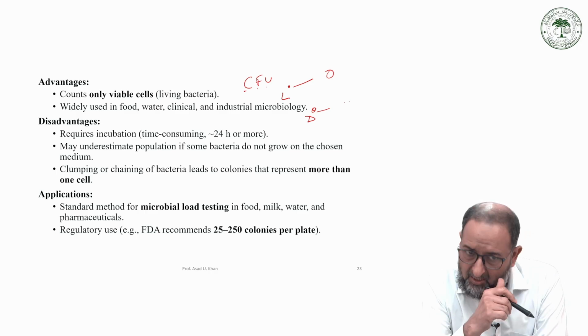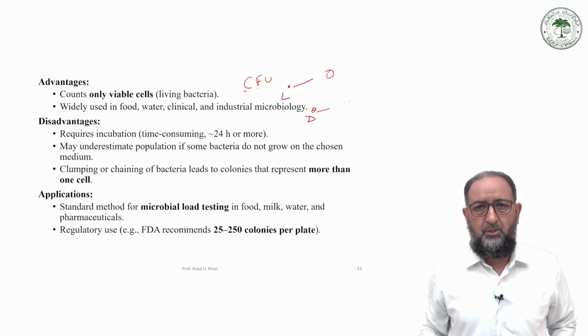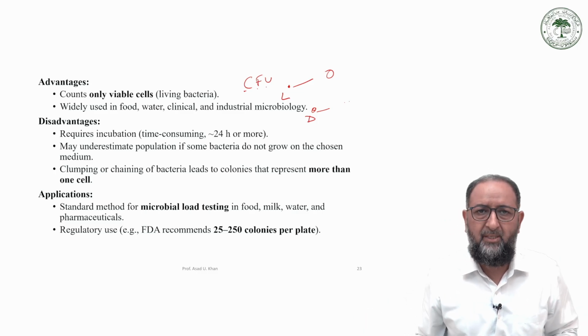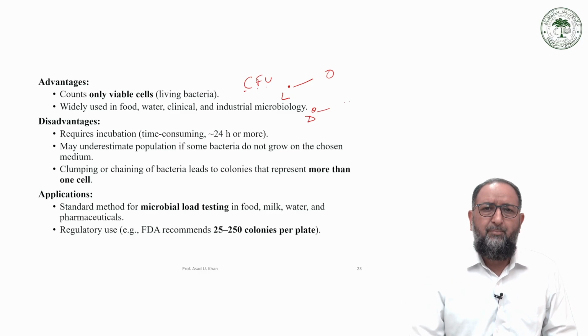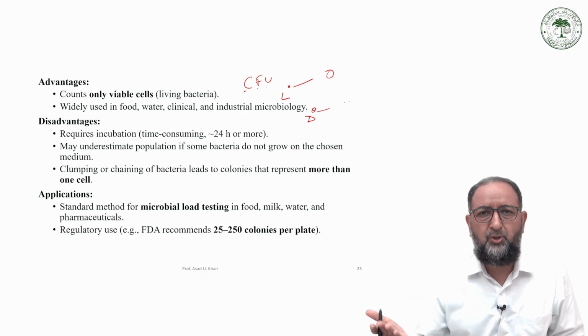Then clumping or chaining of bacteria may be formed. For example, Streptococcus may form chain-like structures. So there could be clumping, capsule formation, sometimes biofilm formation. After some time, you may lose some cells to grow. So precision could be an issue under a mixed population of cells.